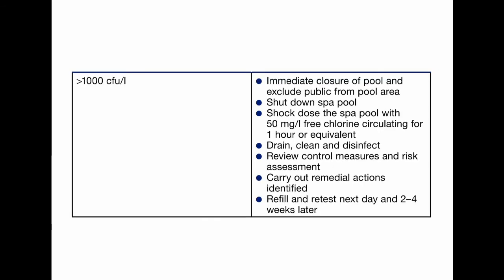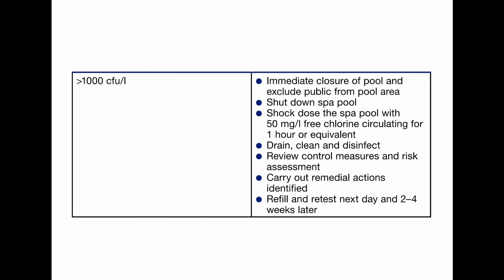If you get a sample coming back from the laboratory and it's over 1,000 colony forming units per litre, well, now you've got a big problem. What you need to do is close that spa pool down immediately and get everybody out of that area. Shut the spa pool down, particularly the jets. You don't want to be emanating that aerosol out so that people can inhale it, or else you're going to cause an outbreak.